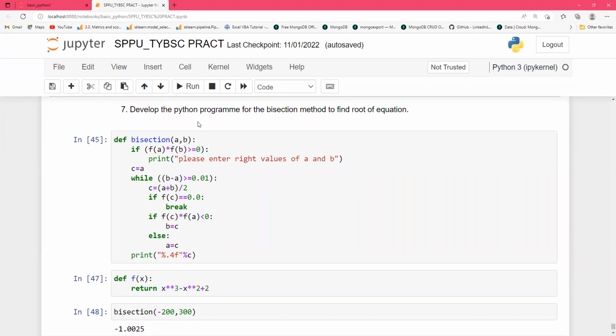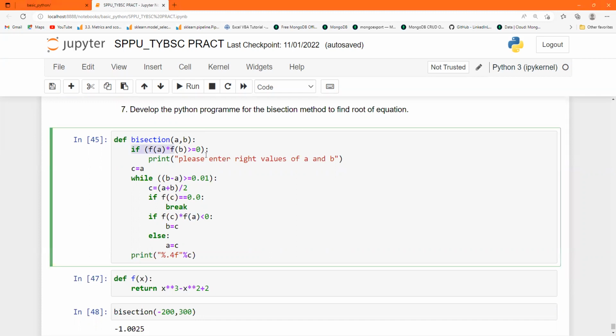Here again, we have to give two parameters, a and b. So if f of a into f of b is greater than or equal to 0, that condition is there. If this condition is satisfied, it will print, please enter right values of a and b. That means we need this to be less than 0. f of a into f of b should be less than 0. Okay. So c is equal to a. Now while this is the condition, what is the condition? b minus a is greater than or equal to 0.01.